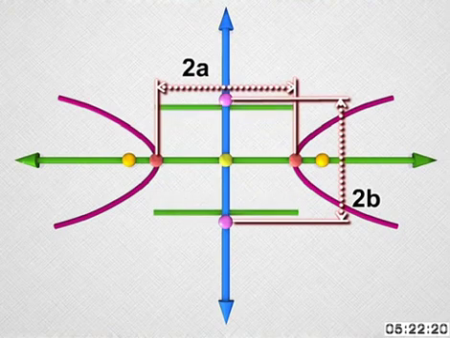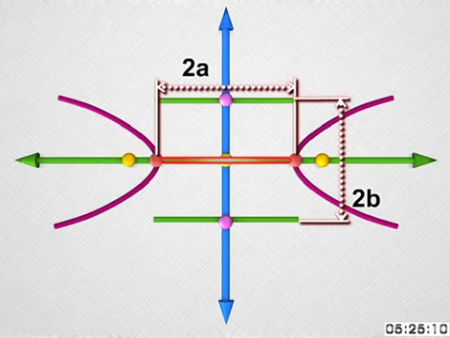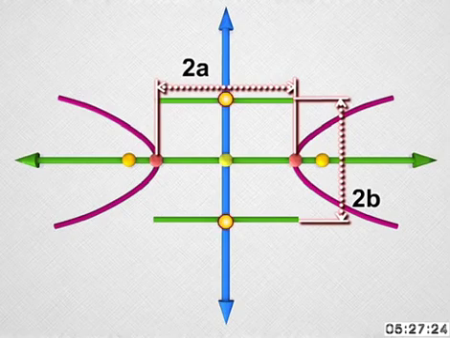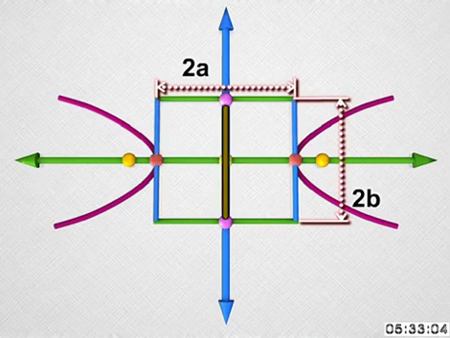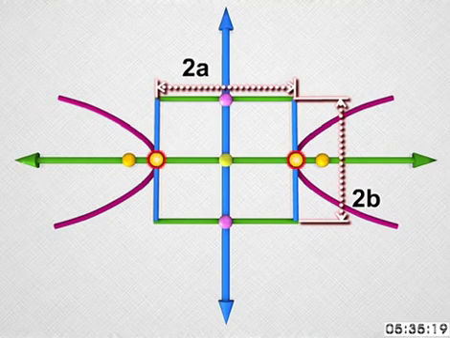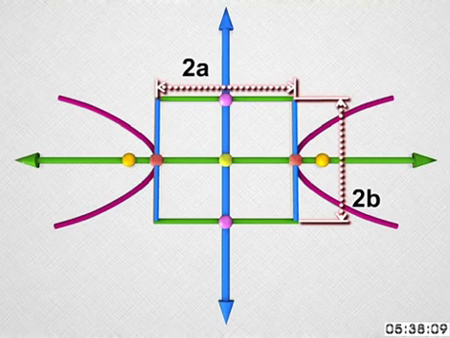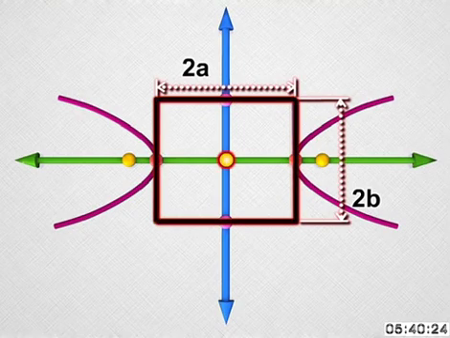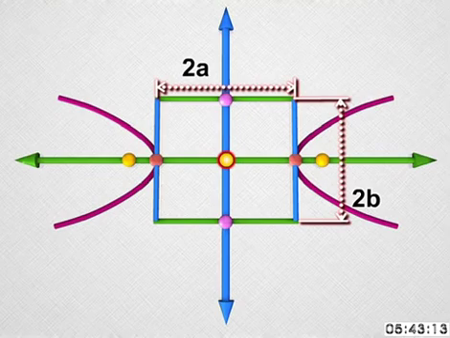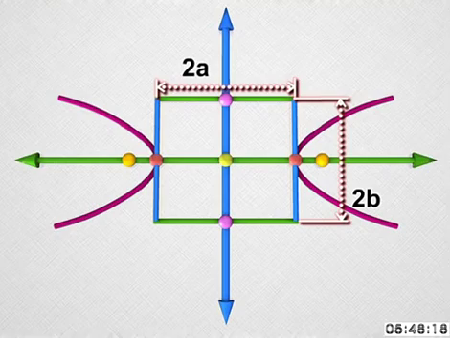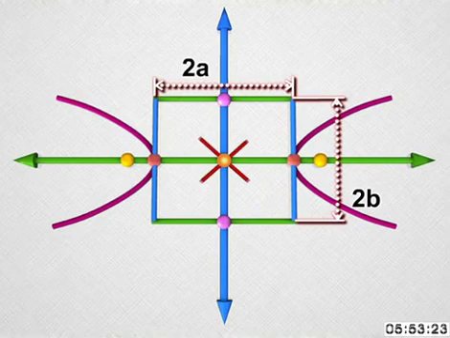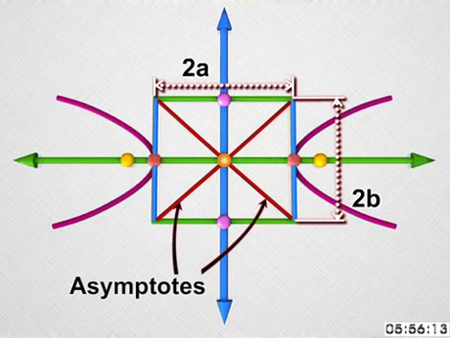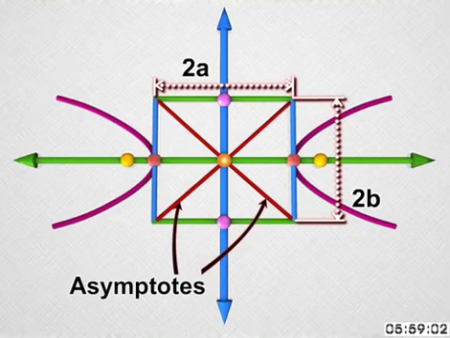If two lines parallel and equal to the transverse axis are drawn from the endpoints of the conjugate axis, and another two lines parallel and equal to the conjugate axis are drawn from the two vertices of the hyperbola, you obtain a rectangle whose center is the same as the center of the hyperbola. The diagonals of this rectangle are called the asymptotes of the hyperbola.